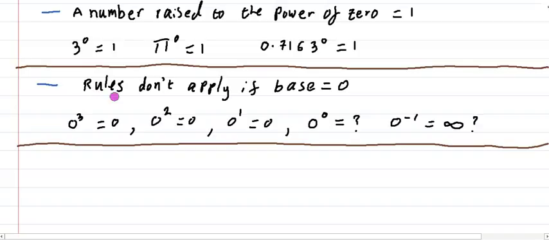And finally, the rules don't apply if the number base is 0. So, whilst 3 to the power of 0 is 1, 0 to the power of 0 has a rather contentious meaning which we're not going to go into, and 0 to the minus 1 again has a rather contentious meaning. It could equal infinity. We're not going to worry about that. So the rules do not apply if the number base is 0.